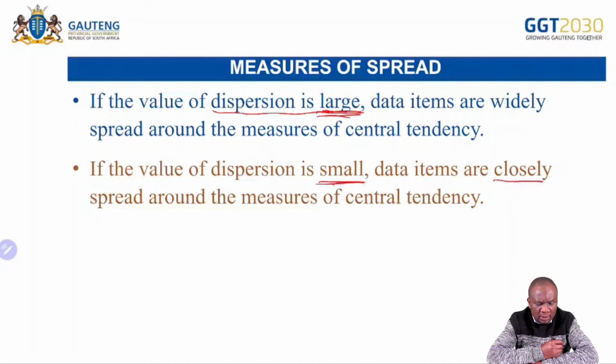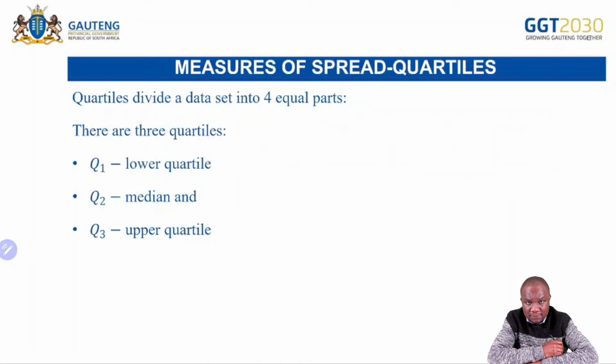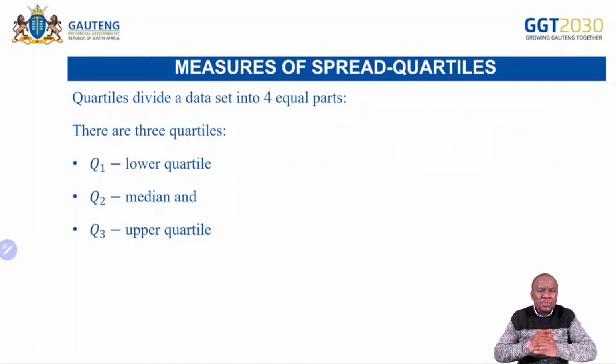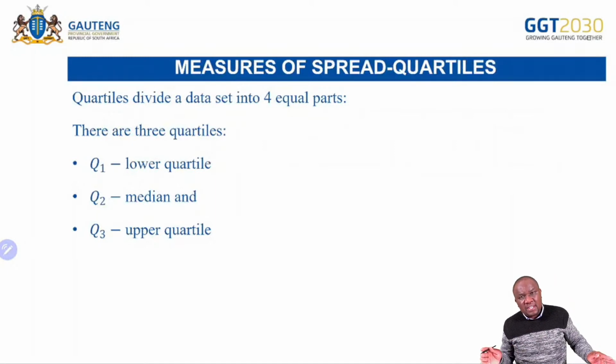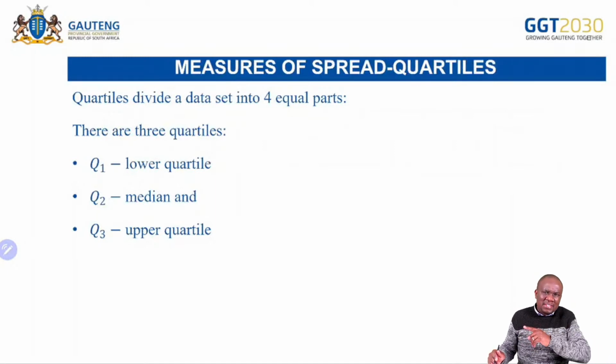Okay, right. I want us to discuss the quartiles. We have talked about the median. We said that the median will divide the data set into two equal parts: 50% below it, 50% above it. Now we have other things called quartiles. Let's write it down, quartiles.